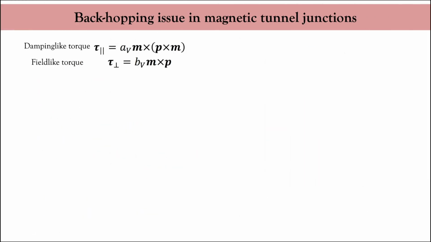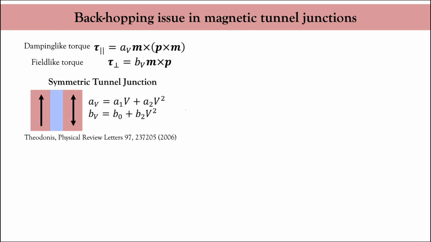I would like to take a few minutes to talk about an interesting issue one can find in magnetic tunnel junctions. As I mentioned previously, you have two main types of spin torque, the damping-like and the field-like components. In a magnetic tunnel junction, the damping-like component is mostly proportional to the bias voltage across the junction, with a small correction at the second order.